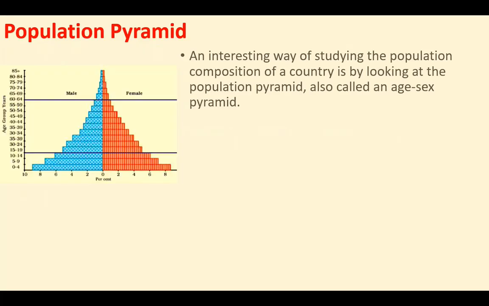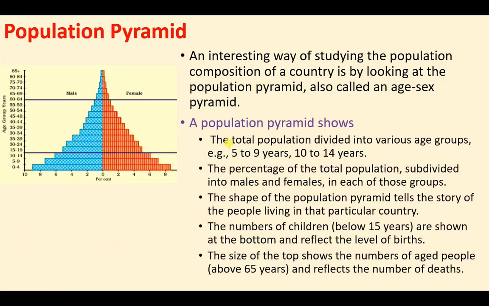Population pyramid. An interesting way of studying the population composition of a country is by looking at the population pyramid, also called an age sex pyramid. A population pyramid shows the total population divided into various age groups, for example 5 to 9 years, 10 to 14 years. So different age groups are there, and according to that age group, the percentage of that population is subdivided into males and females in each of those groups. The shape of the population pyramid tells the story of the people living in that particular country.